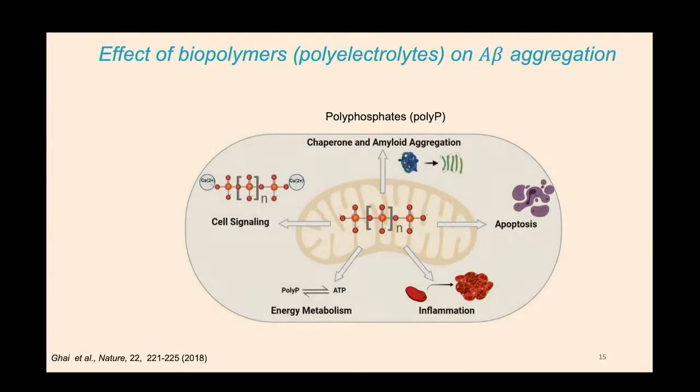Now coming to the effect of biopolymers on aggregation, we were interested in polyphosphate. Polyphosphate is implicated in many important biophysical systems. It is involved in cell signaling, cell death, inflammation, and even energy metabolism. So it's a very common workhorse in our body. We were interested to see how these polymers might interfere with the aggregation, again from an in vitro point of view.